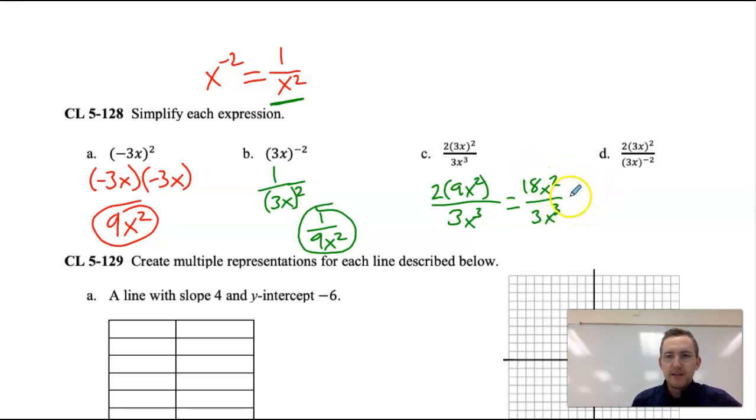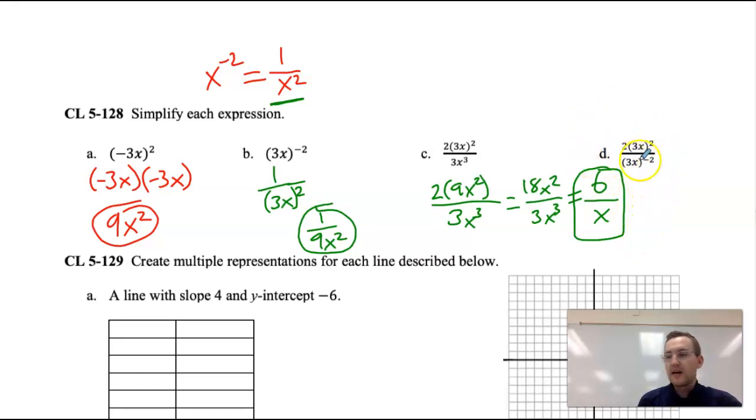So let's see here. 18 divided by 3 is going to get us 6. And then we have to do our exponent rules here with x squared and x to the third. So if we have x squared divided by x to the third, we want to take the top exponent and subtract the bottom exponent from it. So when we do that, we get x to the negative 1, which, as we know, goes to the bottom. So our final answer is going to be 6 over x. 6 divided by x for part C.